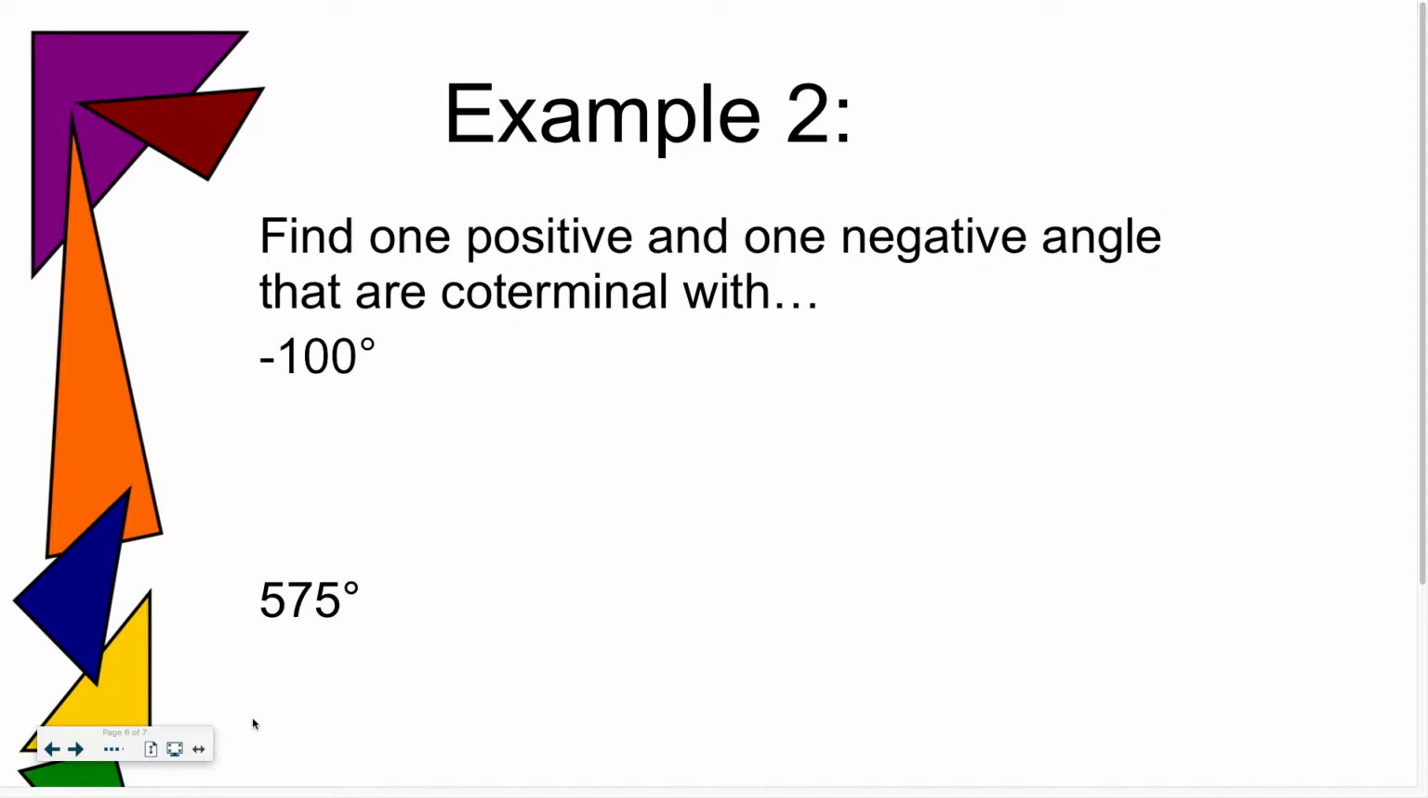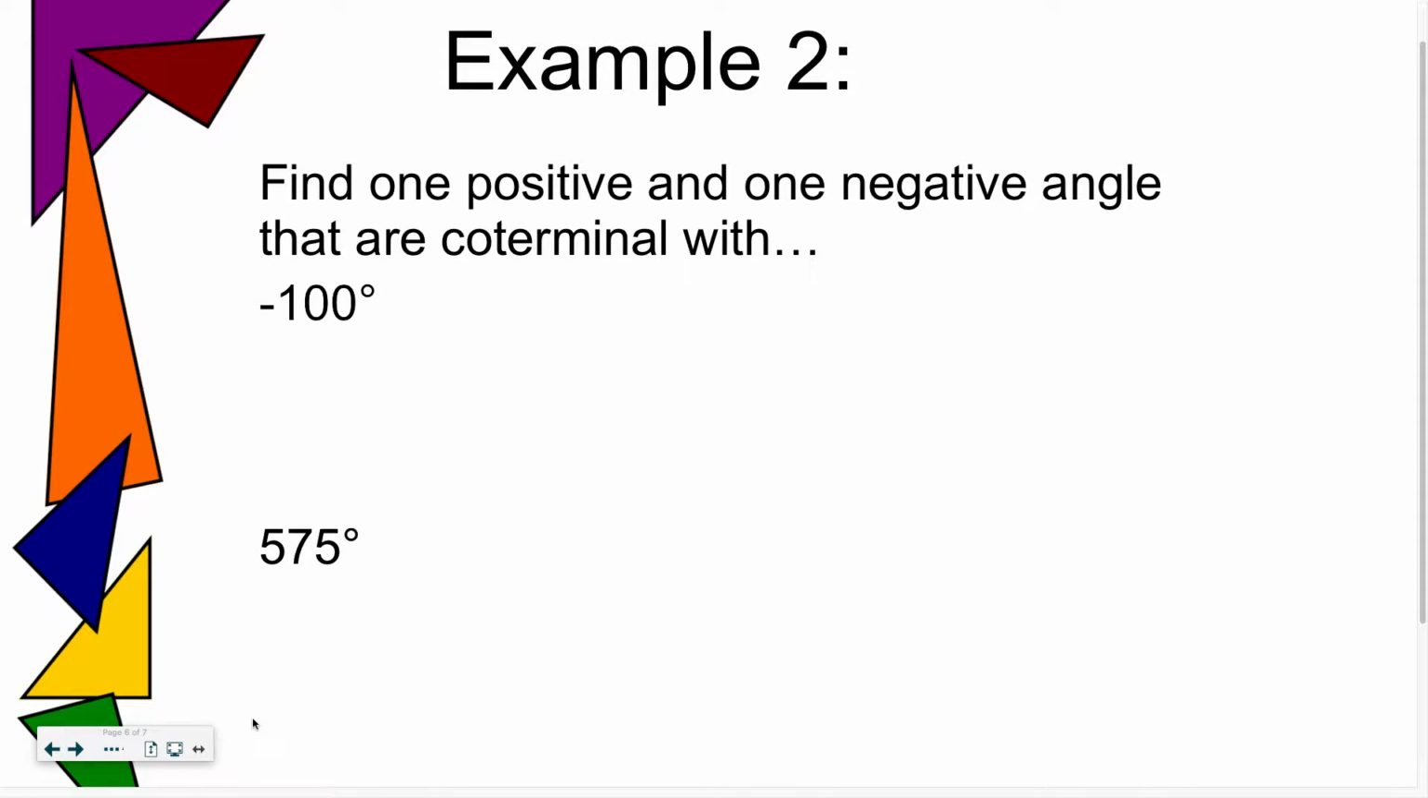Okay, so here are some examples of what your homework might ask you to do. Find one positive and one negative angle that are coterminal with the given angle. Okay, so we want it to be the same angle. If we graphed them, they would be in the same exact location, but we want them to be different measures. And so we want to be in the same exact place. We want to do a full 360. If we're at negative 100, how can we get a positive coterminal angle?